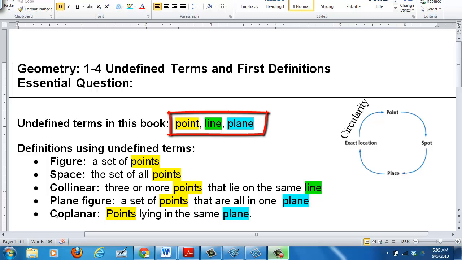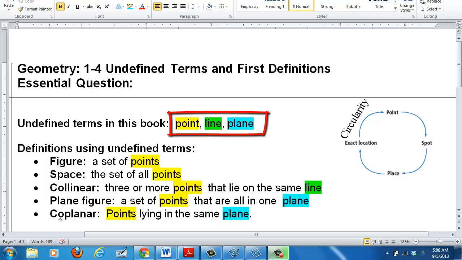Coplanar, you can think about as points that are on the same plane. If you think about any flat surface in space, points on that flat surface would be considered coplanar. Normally we'll talk about coplanar as being 4 or more points. In fact, I think on your note sheet we have 4 points there. The reason is that any 3 points would lie in the same plane, and we'll talk more about that when we look at the point, line, plane postulate. But coplanar really is points lying in the same plane.